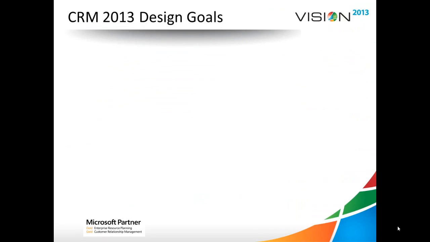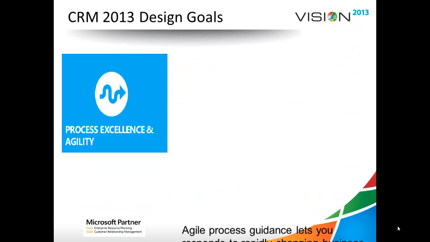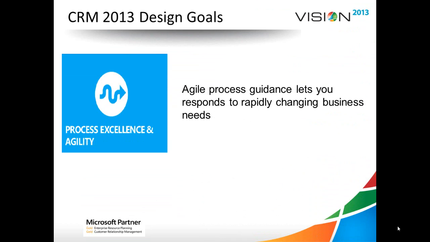Also, process excellence and agility. Agile process guidance lets you respond to rapidly changing business needs. According to the Gartner Group, business processes change on average every 1 year to 18 months. If we cannot modify our system to support the changes in our business needs, people are not going to use it, and the system would not be adopted but would rather be dropped.